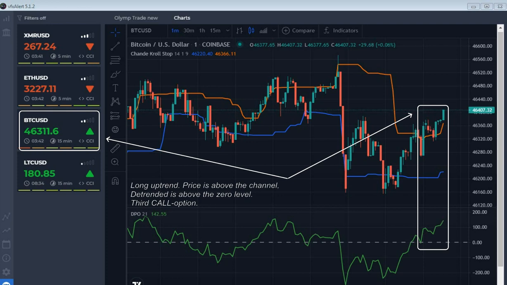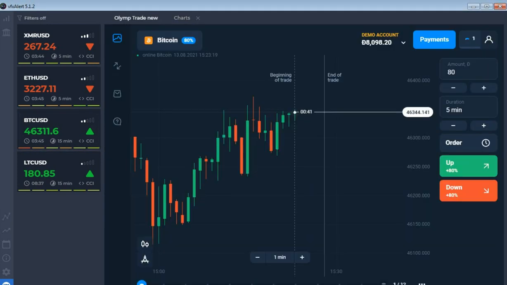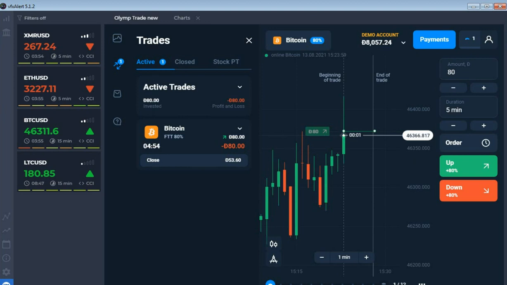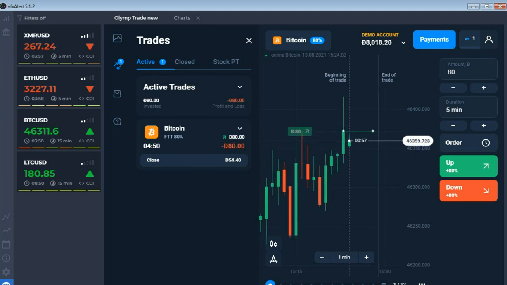We begin to compensate for losses on Bitcoin again. Uptrend has recovered. There is a confirmation from the indicators and vfxalert. Let's open another call option.